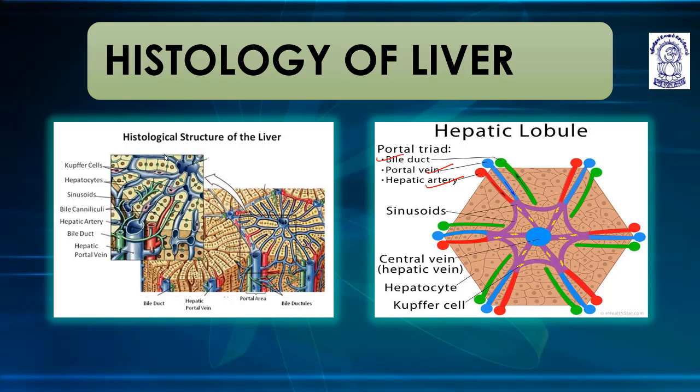Von Kupffer cells, which are known as what? Phagocytic cells. There is a presence of pre-sinusoidal space, central vein.